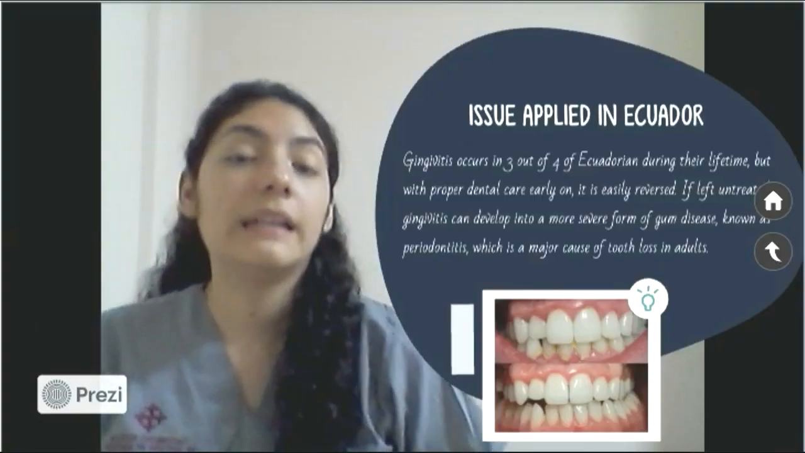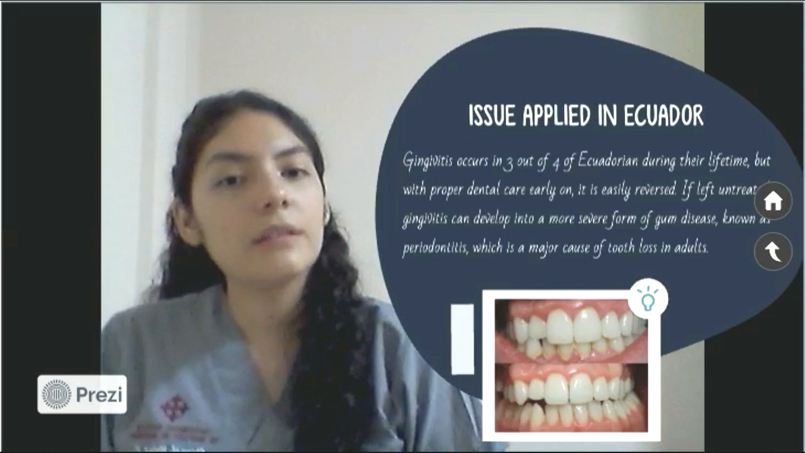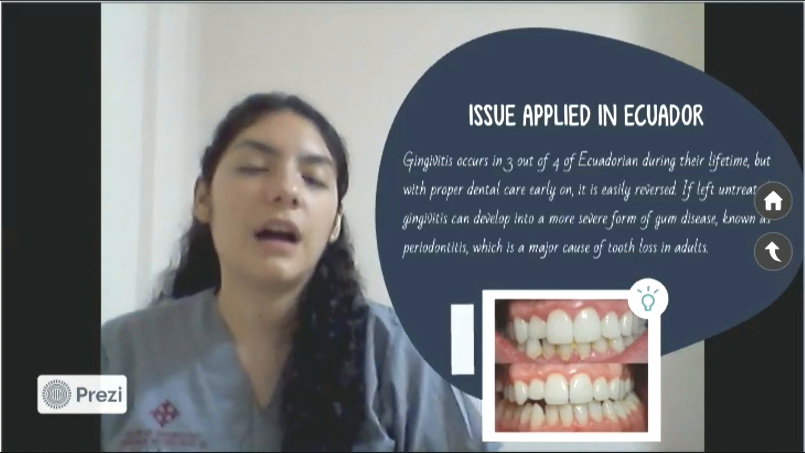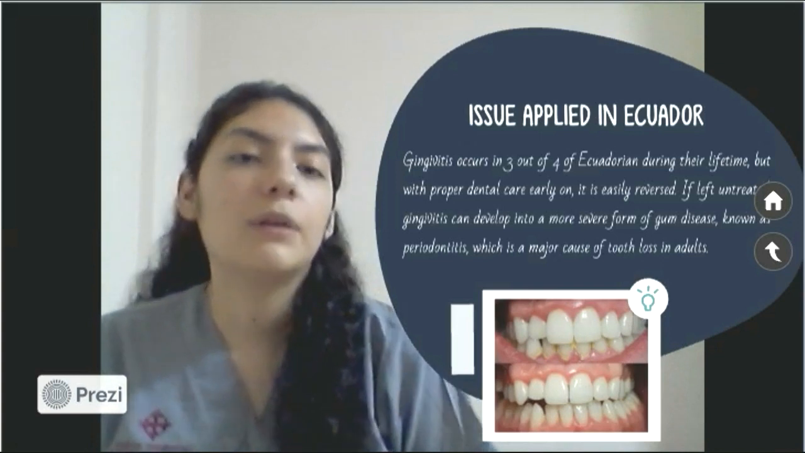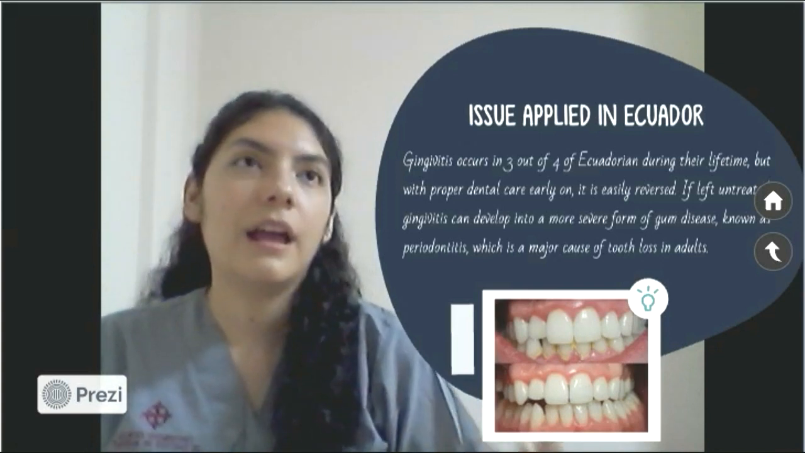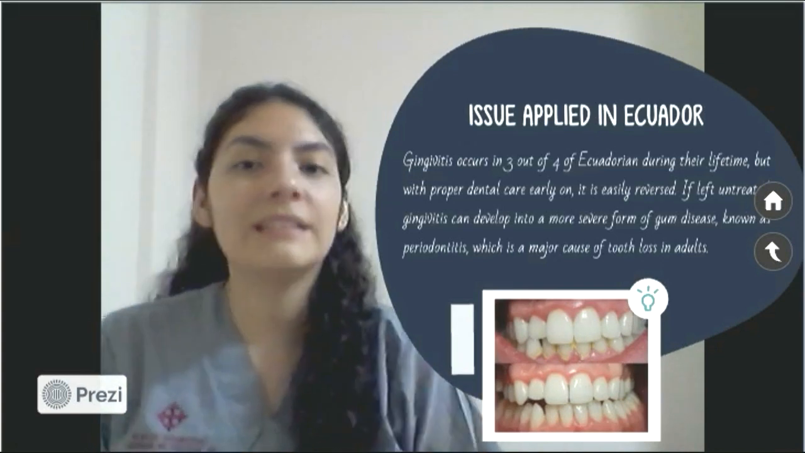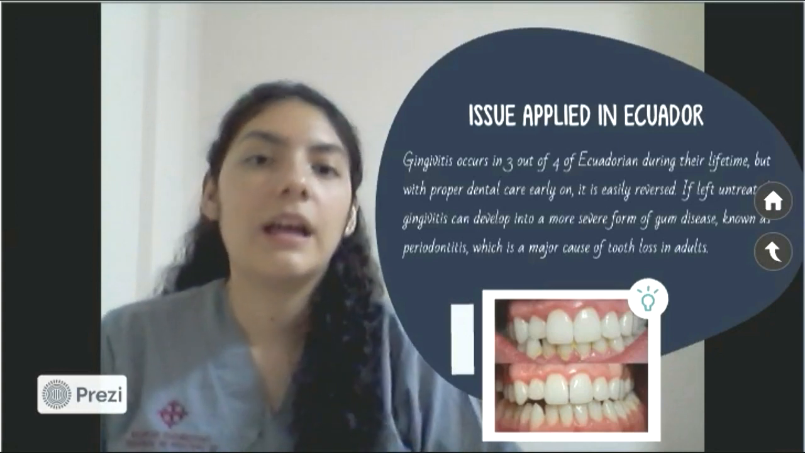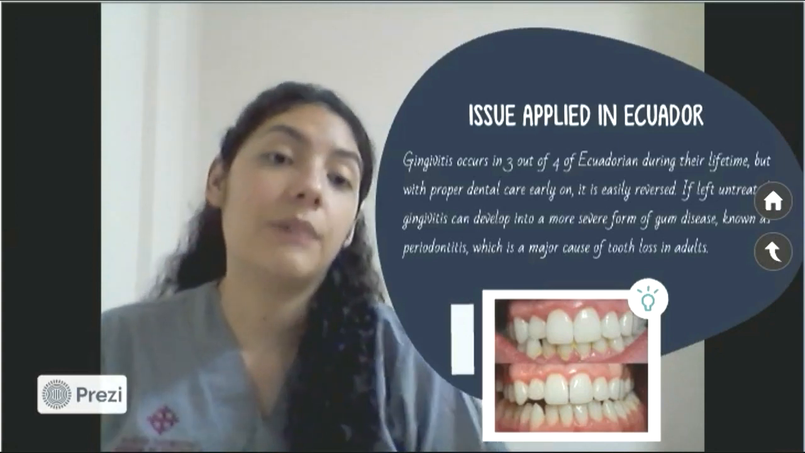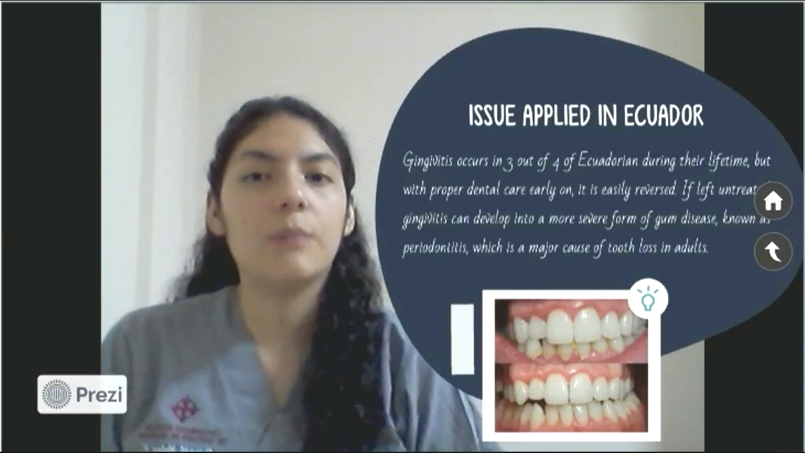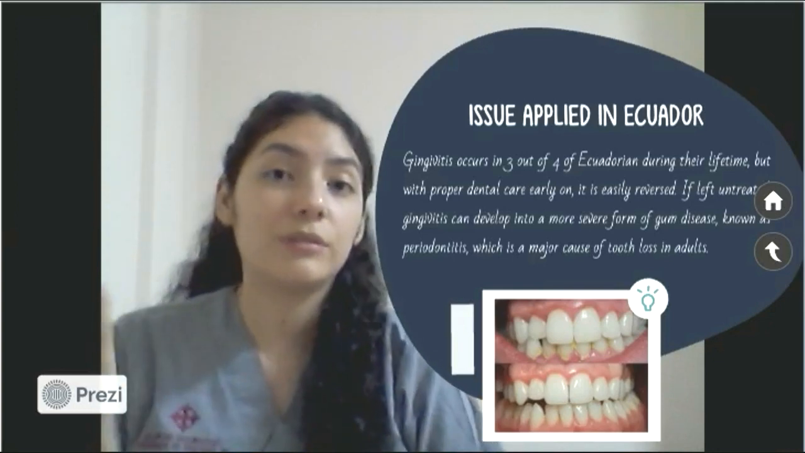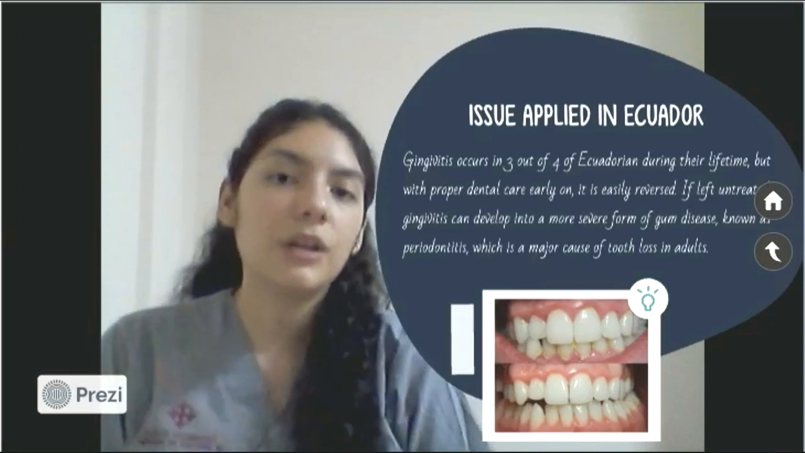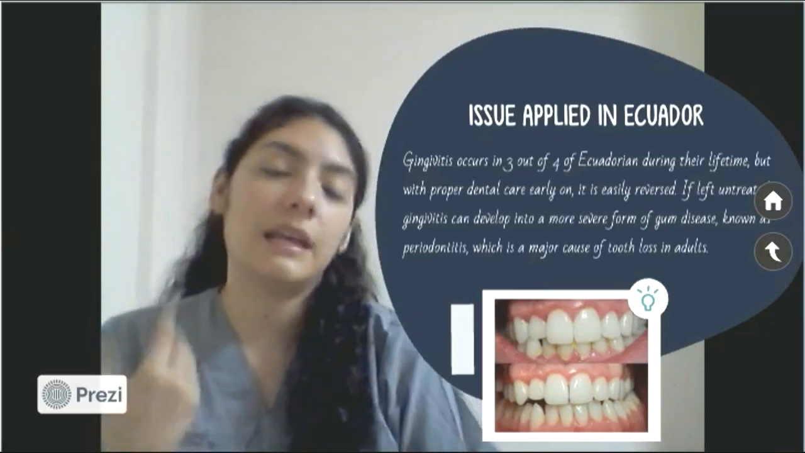Issue applied in Ecuador. Gingivitis occurs in 3 out of 4 Ecuadorians during their lifetime, but with proper dental care early on, it is easily reversed. If left untreated, gingivitis can develop into a more severe form of gum disease known as periodontitis, which is a major cause of tooth loss in adults.